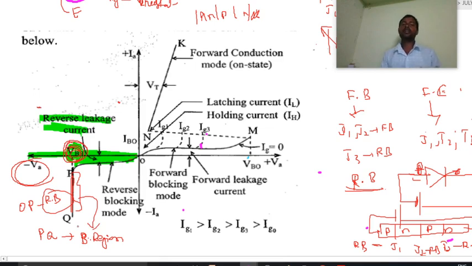So this is the whole total characteristics of the SCR: the forward conduction, forward blocking, reverse blocking and reverse breakdown voltage, what the latching current and holding current are, and by varying the gate currents how quickly we can turn on the SCR. I already discussed all of it, and this is all about the SCR.